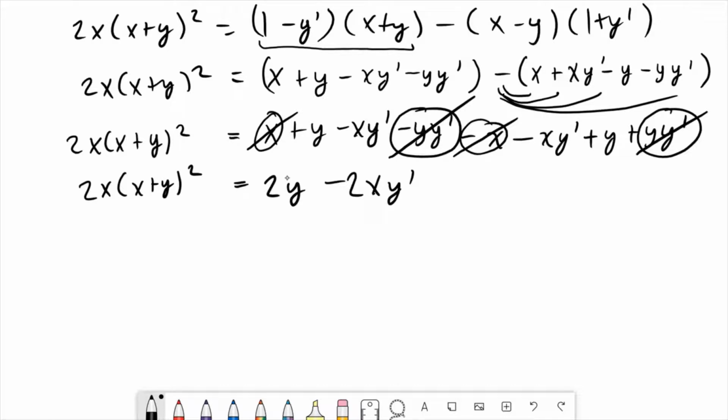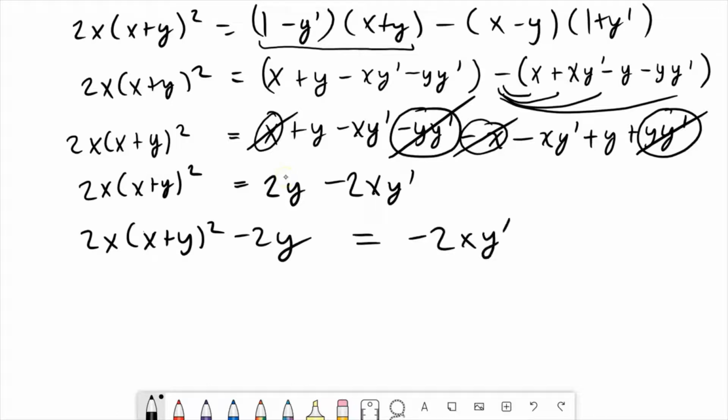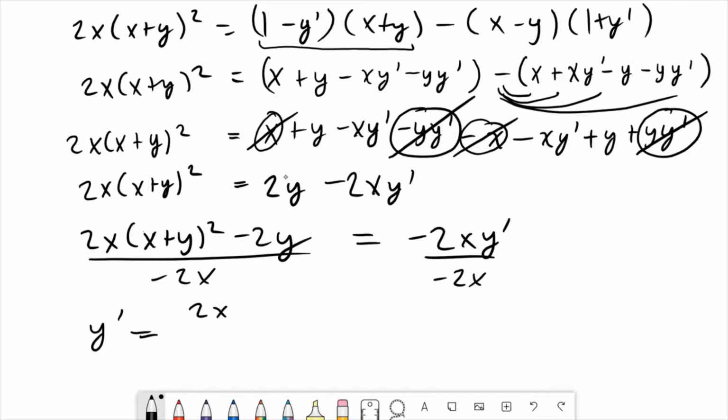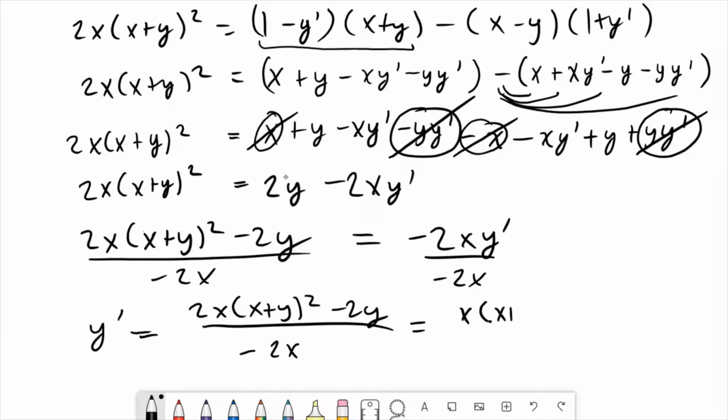That shouldn't be too bad, right? Get all the non-y primes on the left side. That's what I did. And then divide everything by negative 2x. In other words, y prime is 2x, x plus y squared minus 2y, all divided by 2x. And if you really want to take one step further, all the terms have a 2 in common, so I can just get rid of that. And we are basically done.